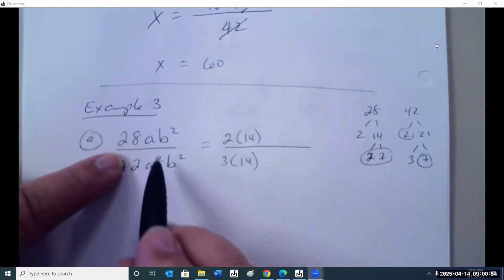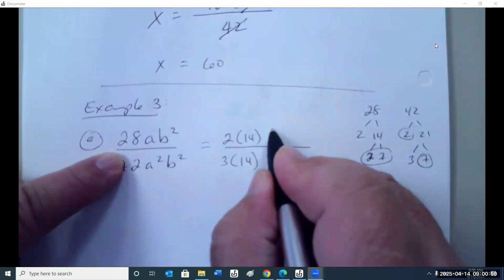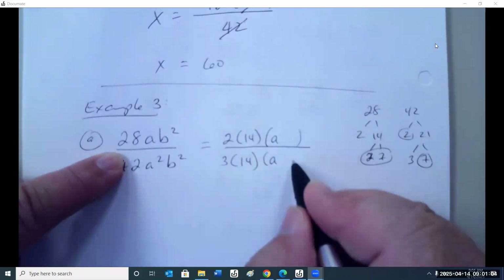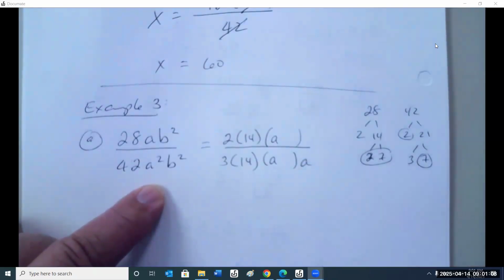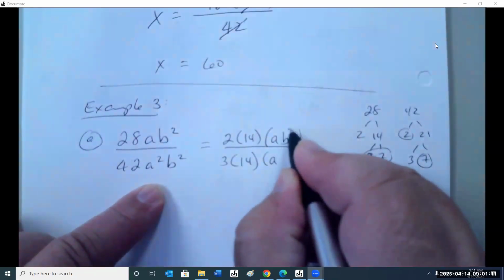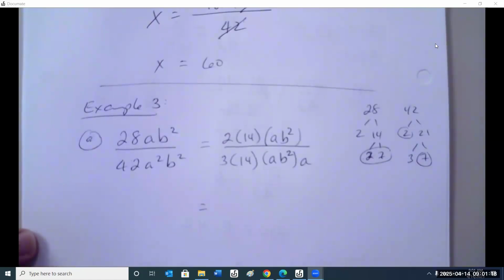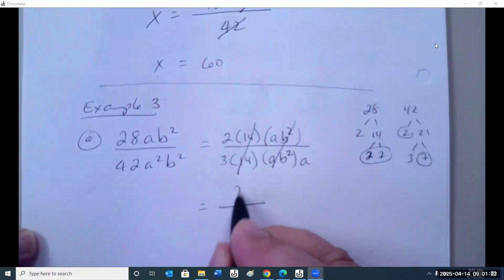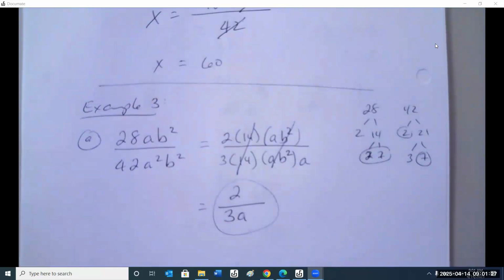Now let's look at these guys. Do they have any A's in common? They only have one A in common. And how many more does anybody else have? There's one more on the bottom, so put it outside the parenthesis. They both have B squared. So remove what they have in common. So the 14 goes away. Okay, so we're left with that. That's our final answer. That's our simplified form.